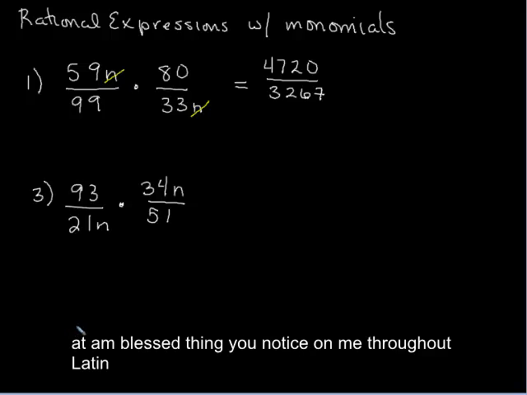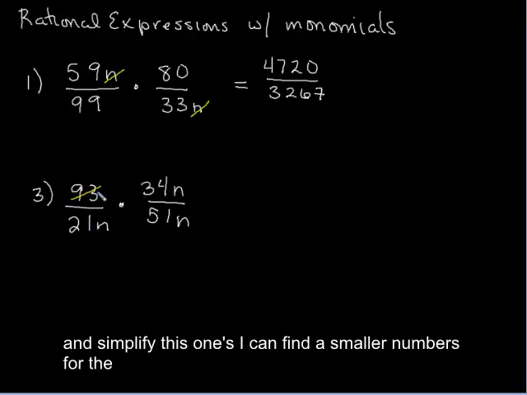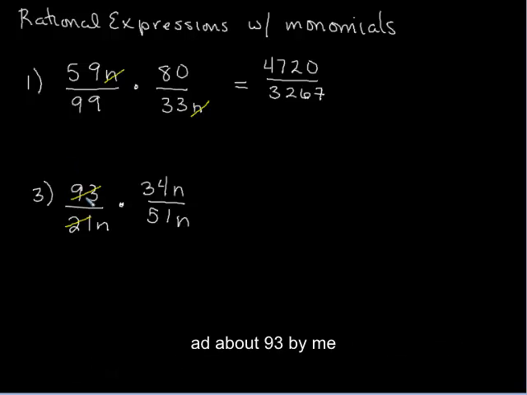Okay, the first thing I'm going to notice on this right away, 51N, thank you, is that 93 and 21 are both going to divide by 3. So I'm going to go ahead and do that right away and simplify this one so I can have even smaller numbers to work with. If I divide 93 by 3, I get 31 and I get 7.